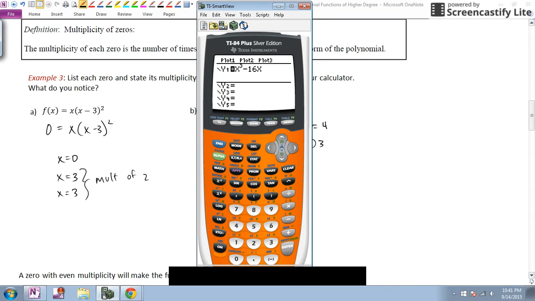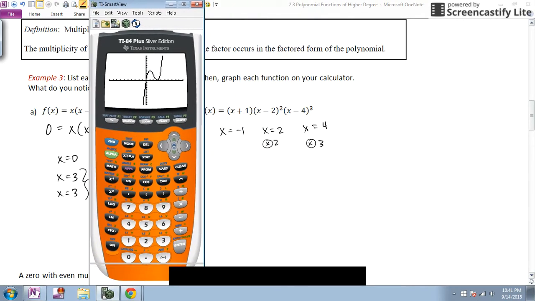So if I go y equals x, clear this out actually, x minus 3 squared, and then I hit graph. Notice the graph we have at 0, and notice at 3 we kind of bounced off. That's because the multiplicity was 2. When you have a multiplicity that's even, the graph will bounce off the x-axis.